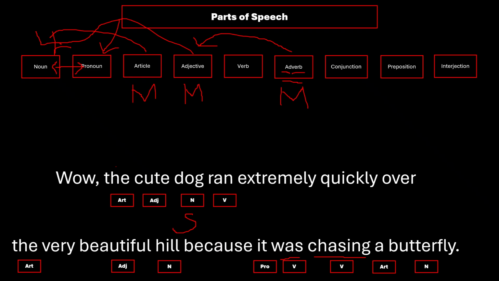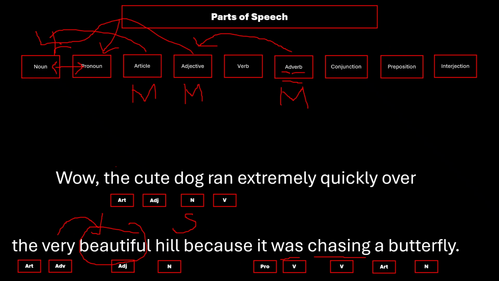How to find it? Find the adjective. Adjective would be beautiful here. Is there a word that modifies beautiful? Yep, the word very. This is intensifying how beautiful it is. So very here acts as an adverb.